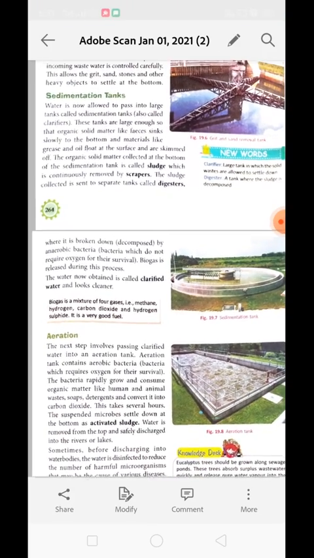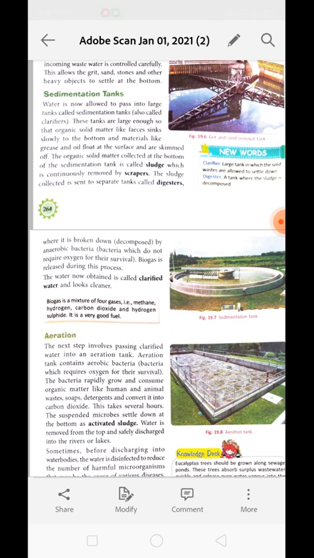Biogas is a mixture of four gases: methane, hydrogen, carbon dioxide, and hydrogen sulfide. It is a very good fuel. It is used as a fuel for cooking purposes and all.